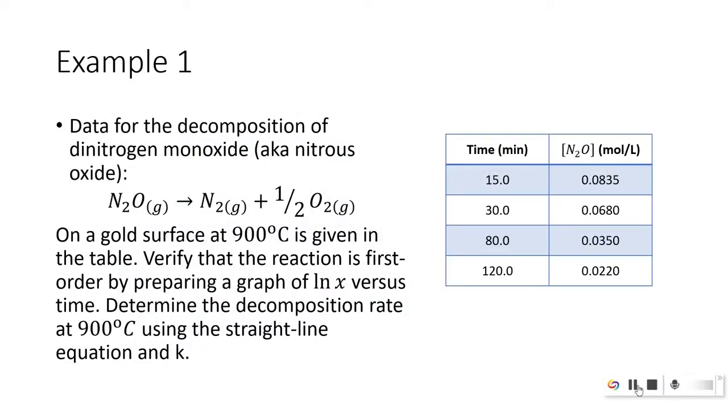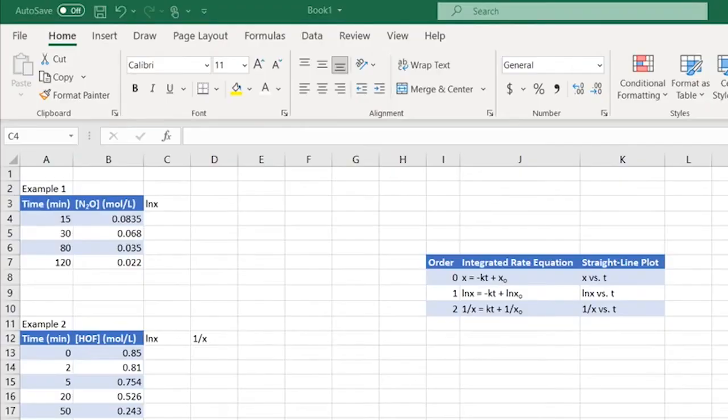So example 1, the data for the decomposition of dinitrogen monoxide, aka nitrous oxide, is in the table next to us on a given surface at 900 degrees Celsius. Verify that the reaction is first order by preparing an ln of x versus time graph, and then determine the decomposition rates at 900 degrees Celsius using the straight line equation and k. So let's go over to the Excel file. So first things first, we know this equation has to be in first order.